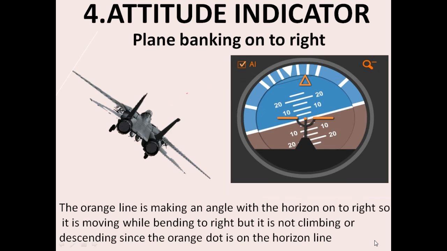The next is banking onto right. You can see here the triangle here is slightly turned towards right from the white. It means that the plane is banking onto right.